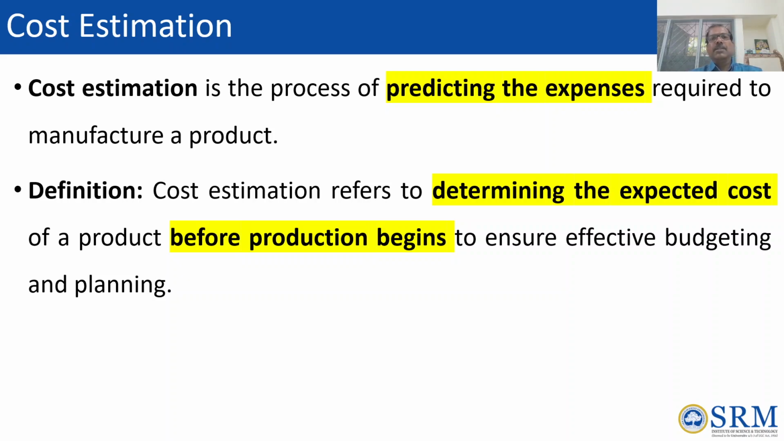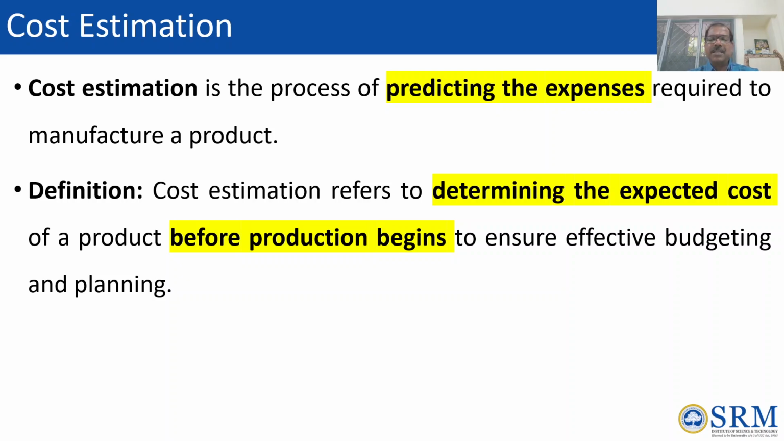Then what is meant by cost estimation? Cost estimation is the process of predicting the expenses required to manufacture a particular product. We are concerned with industries, mechanical manufacturing, some product-oriented industry. The highlighted point is important: predicting or forecasting the expenses required. Forecasting or predicting means that before it occurs, we have to do some calculation, that estimation. That is what cost estimation is.